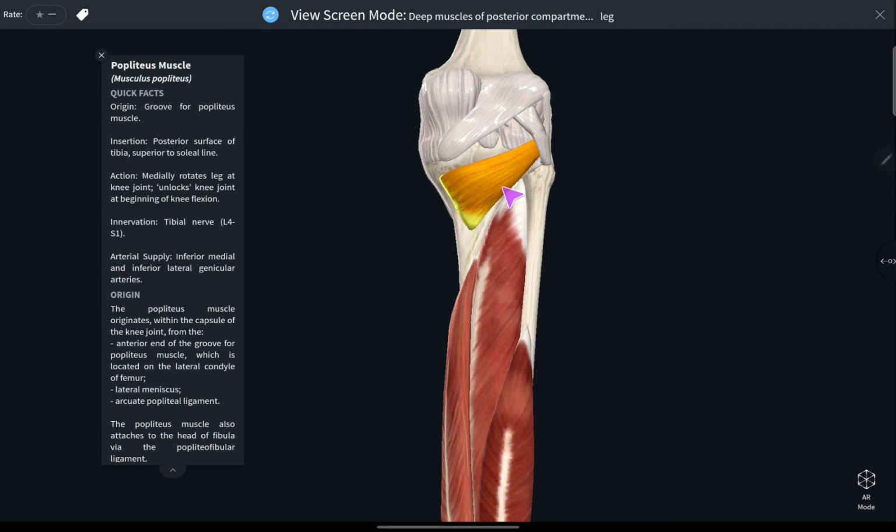So now this is the popliteus muscle. It originates from the groove of popliteus muscle and inserts into the posterior surface of the tibia, that is superior to soleal line. It is innervated by the tibial nerve, and at the beginning of the knee flexion, it medially rotates the leg at knee joint and unlocks the knee joint.